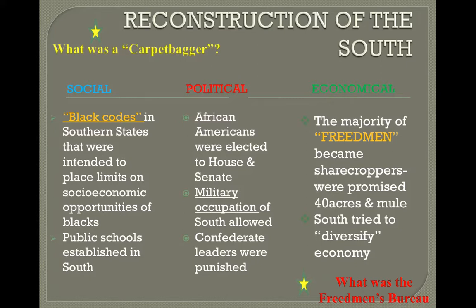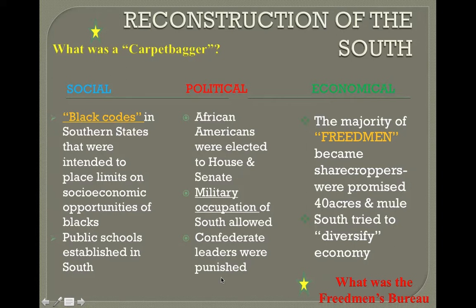They're not going to make any excess money. They're just going to farm to live there. But that's the only opportunity they have. Now, political reconstruction of the South, the middle column. African Americans were elected to the House and the Senate. However, the military occupation is going to keep order, and then the Confederate leaders were punished.